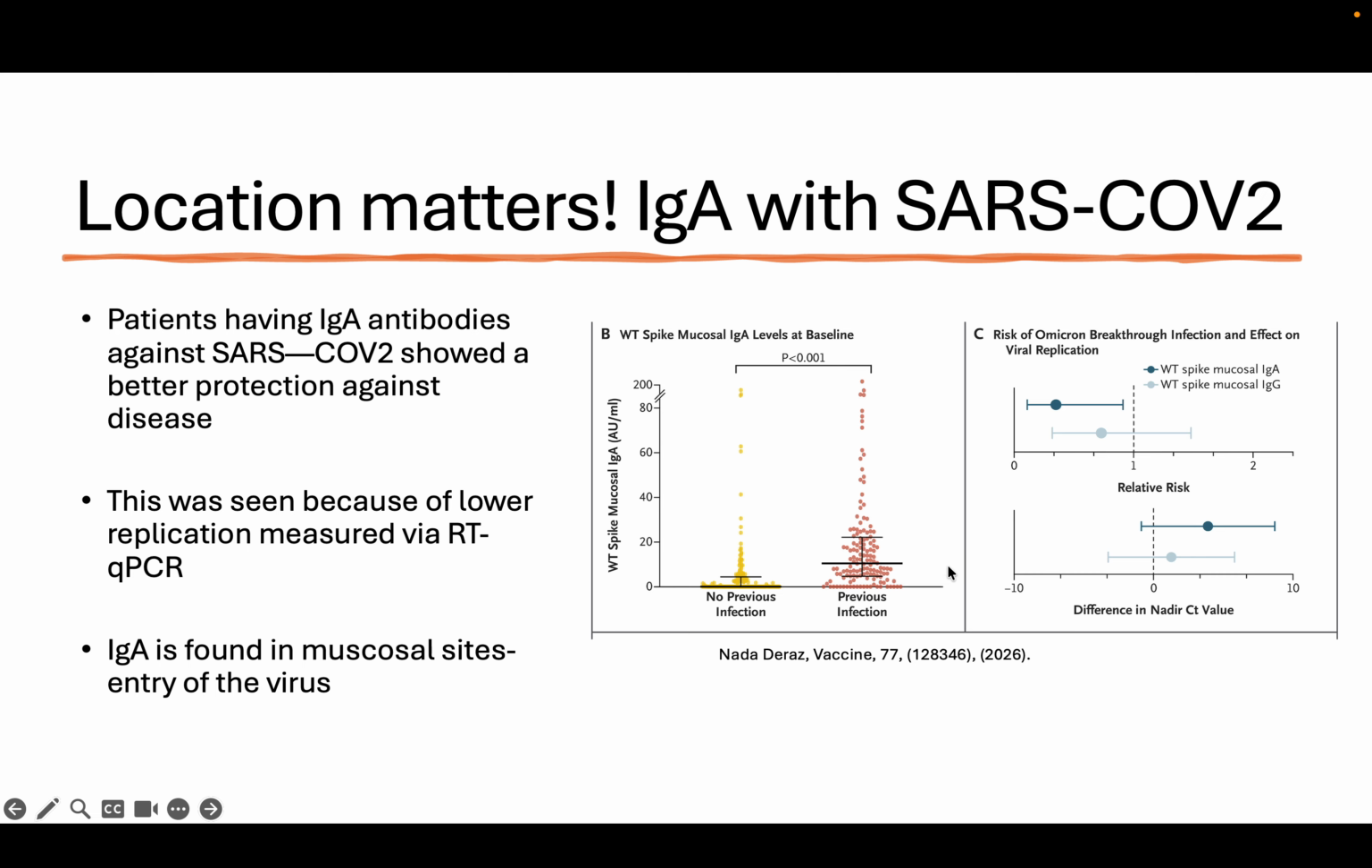So they saw that the location matters. Where the antibody is located is extremely important. And it makes sense because the virus is first entering through your respiratory tract. You have an antibody there, like IgA, and you're able to stop it from entering the cell.